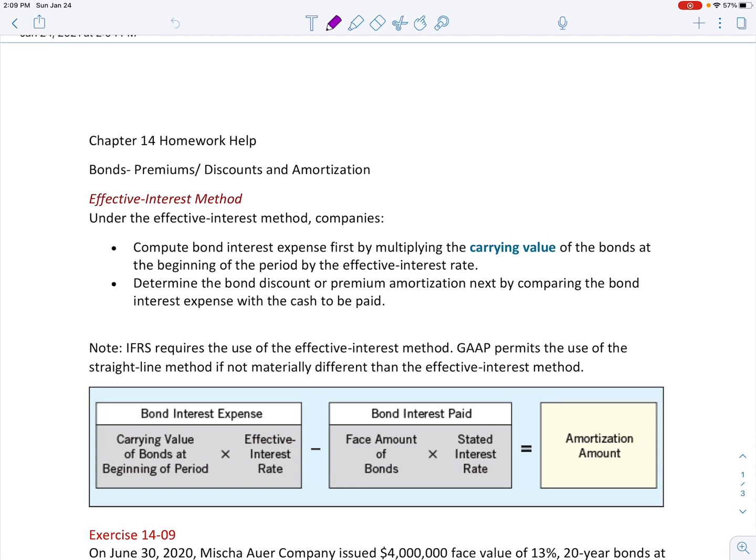In the effective interest method, we're going to first compute our bond interest expense. The expense uses your effective interest rate. We're going to then compute the bond interest paid. In a journal entry, this is your cash amount, how much cash you have to pay out. For the cash amount, we're using our stated interest rate. And then we're going to take the difference in those to figure out how much amortization we have.